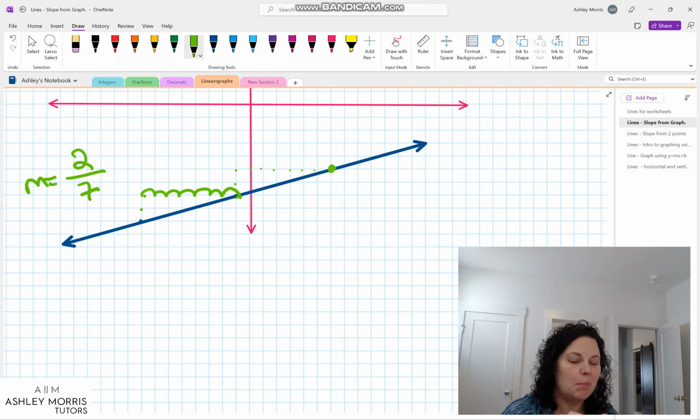But again, my lines are not perfect because I drew them, but if a computer drew them or you are super duper careful, it's hard to do it on a computer by hand, but it should always go up 2 over 7, up 2 over 7. Every time you do that, you'll end up back on the line.